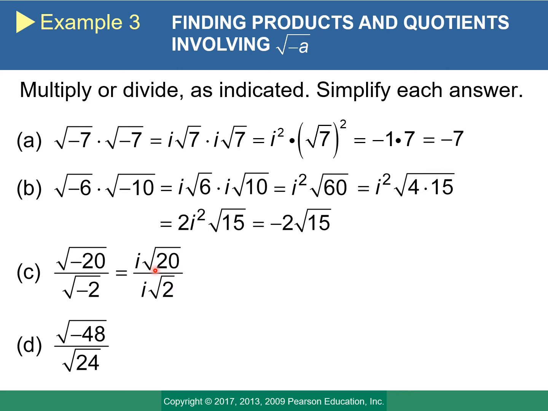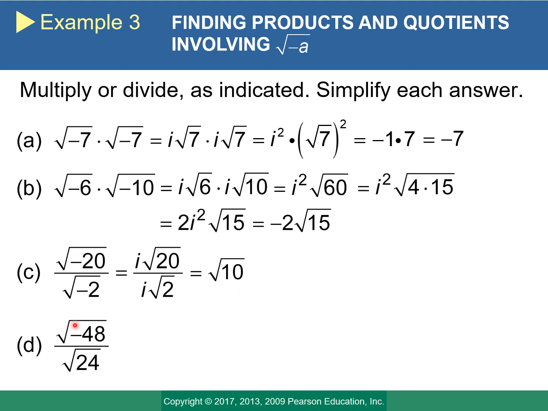So just like we did with these two positive radicands back here, we multiplied. So you're just going to divide them. So you're going to say square root 20 divided by square root 2 is just square root 10. And then the i's divided out. So that's why they're gone. So the final answer here is square root 10.